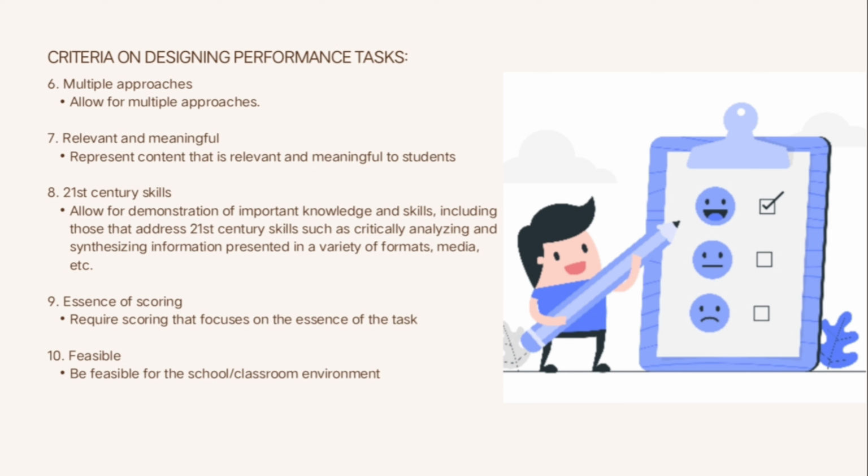Number 9, essence of scoring. Requires scoring that focuses on the essence of the task. So students show complete understanding of the task and concepts. Scoring criteria helps students understand the specific knowledge and skills they must demonstrate to reach or exceed proficiency. These descriptions can be used to promote reflection and growth, to provide specific, actionable feedback, leading to increased students' ownership and deeper levels of learning.